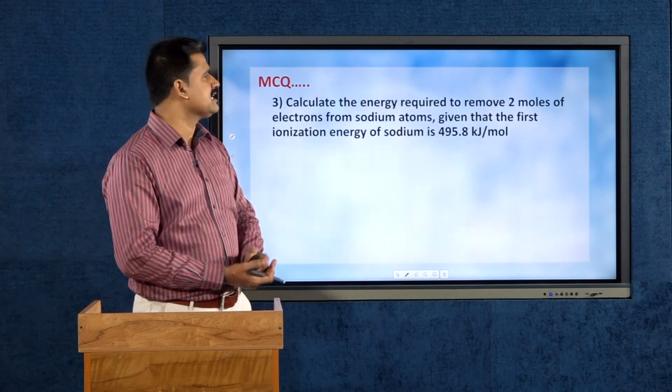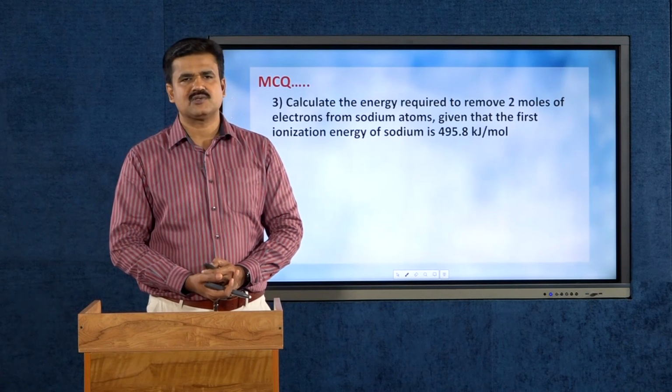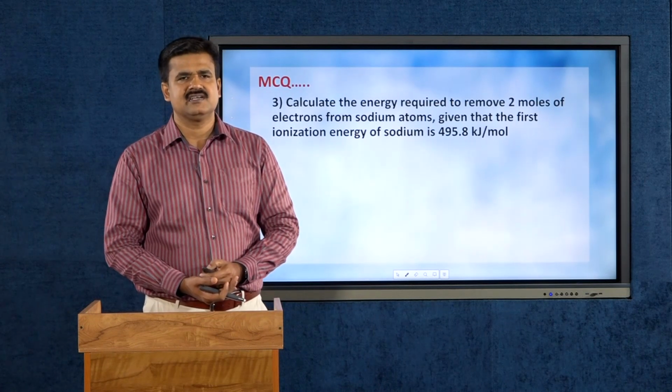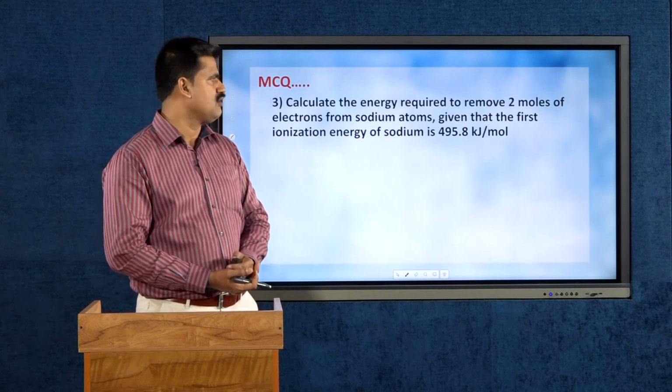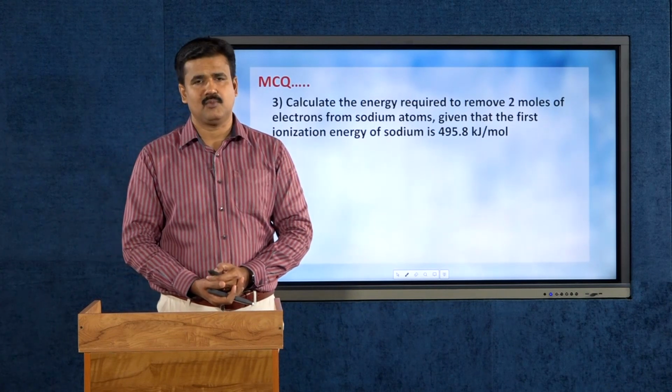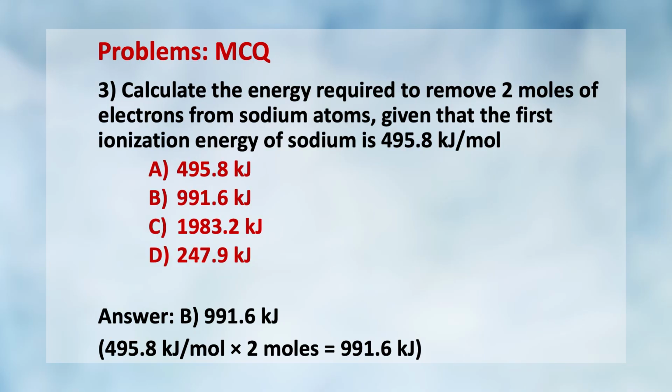Calculate the energy required to remove 2 moles of electrons from sodium atom. Given that the first ionization energy of sodium is 495.8 kilojoule per mole. These are the options, and you can calculate the answer like this. For removing the first electron, 1 electron per mole, you have to provide 495.8 kilojoule. For 2 moles, you have to multiply this 495.8 kilojoule with 2, and the total energy required will be 991.6 kilojoule, and your answer is option B.